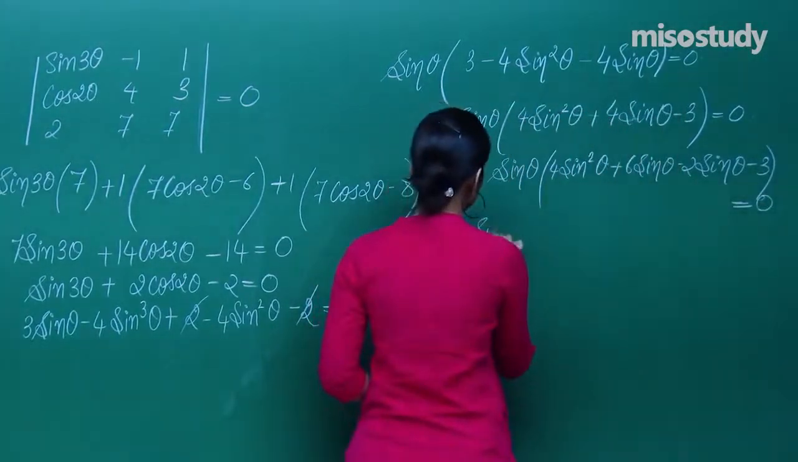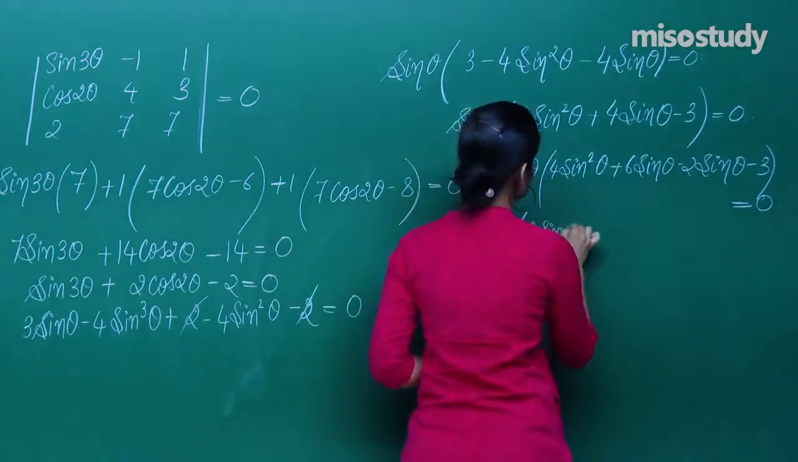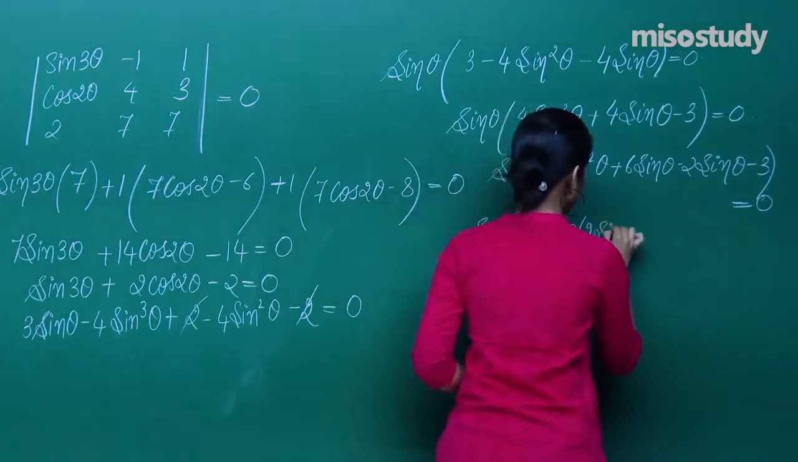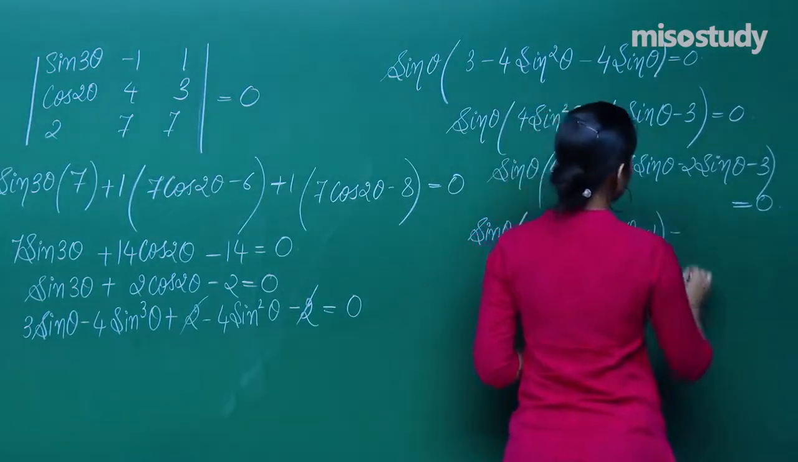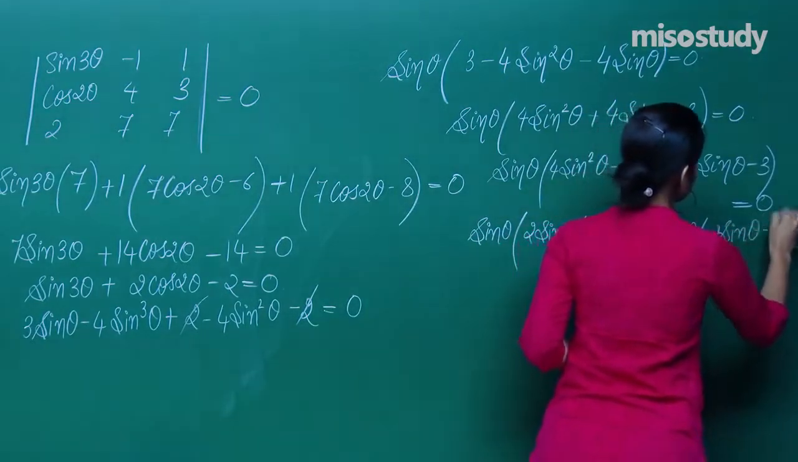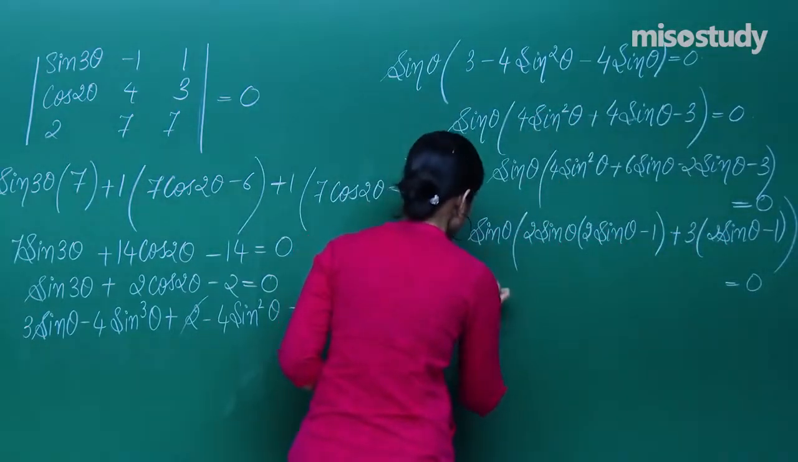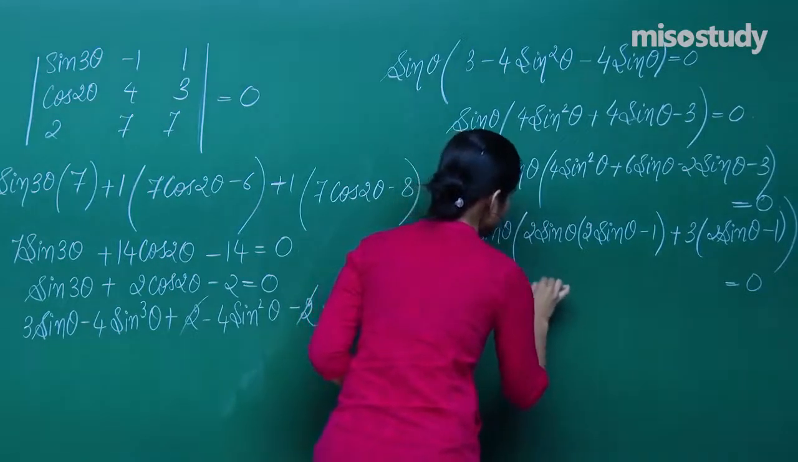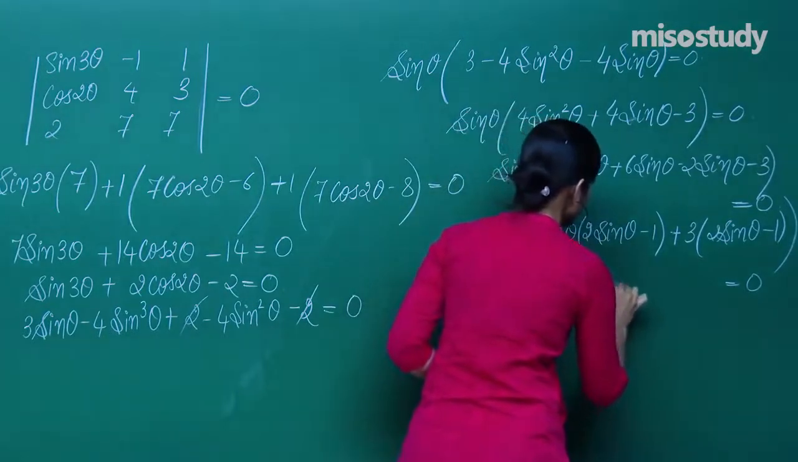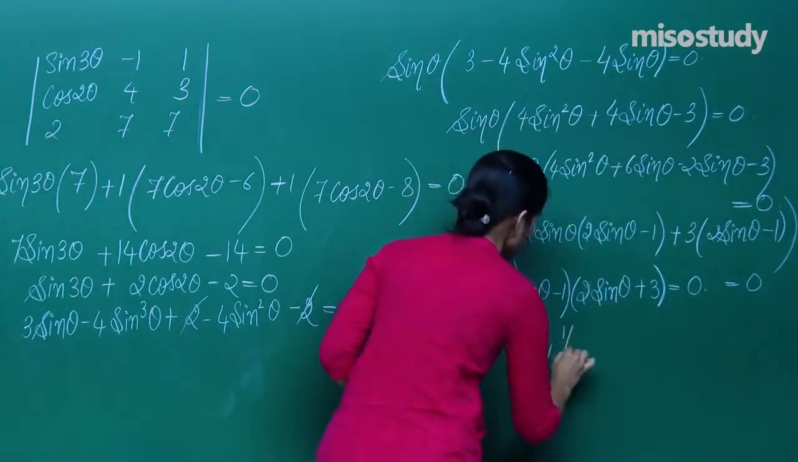Right? That gives you 2 sine theta common. 2 sine theta common, you are left with 2 sine theta minus 1 plus 3, 2 sine theta minus 1 is 0. So, you have sine theta, 2 sine theta minus 1 and 2 sine theta plus 3. This obviously gives you sine theta is 0 or 1 by 2.